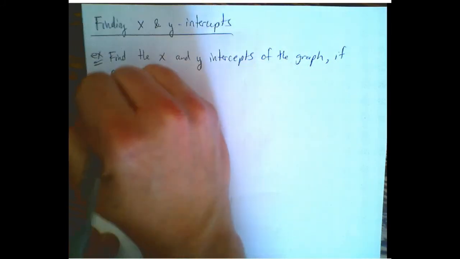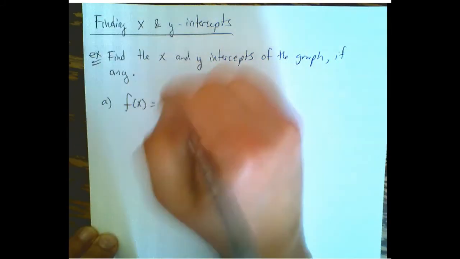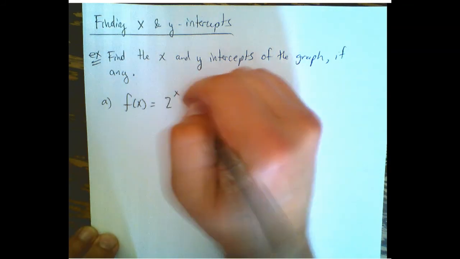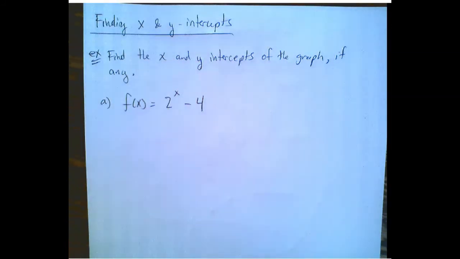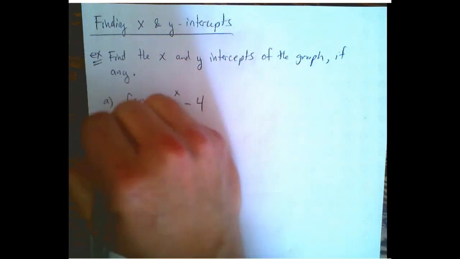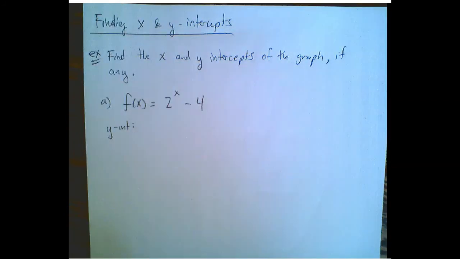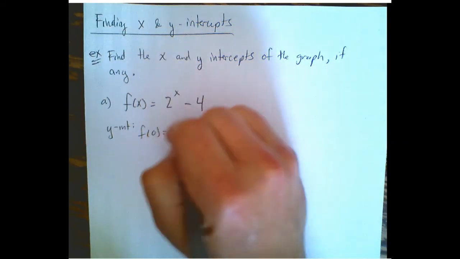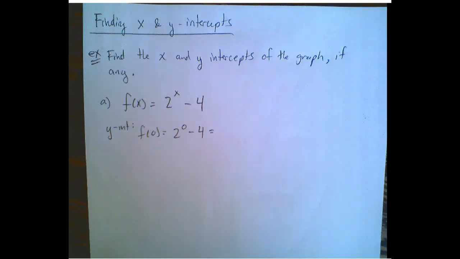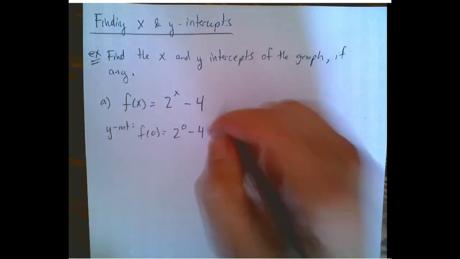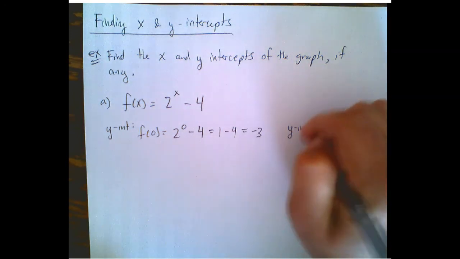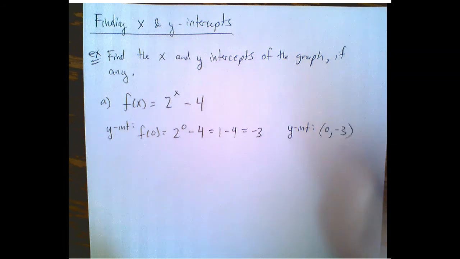So let's look at the first one. F of x equals 2 to the x minus 4. Our y-intercepts are pretty easy. Remember, we just plug in 0 for x. So f of 0 is 2 to the 0 minus 4. Well, anything to the 0 is 1. So that's 1 minus 4, which is negative 3. Therefore, our y-intercept is 0, negative 3.